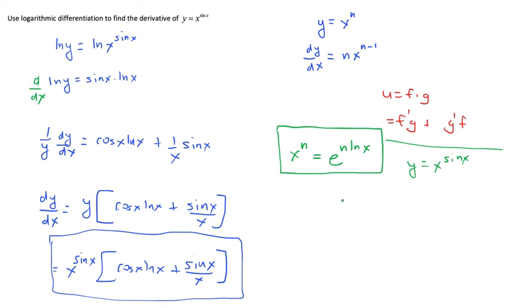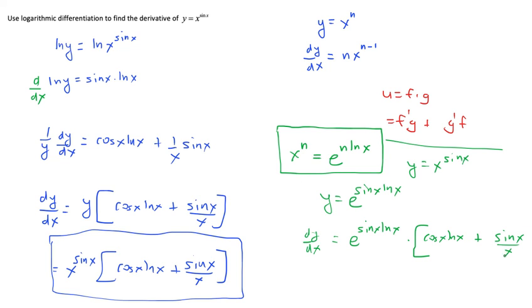as e to the sine of x ln of x. And then we can take the derivative of this guy. So what is the derivative of this guy here? Well, it's just an exponential function. So dy dx is going to be just e to the sine x ln of x times what? Times the derivative of sine x ln of x, which we actually just did here. It's cosine of x ln of x plus sine of x over x.